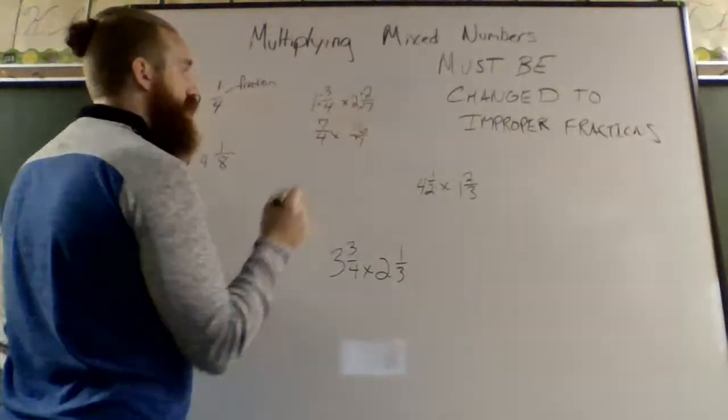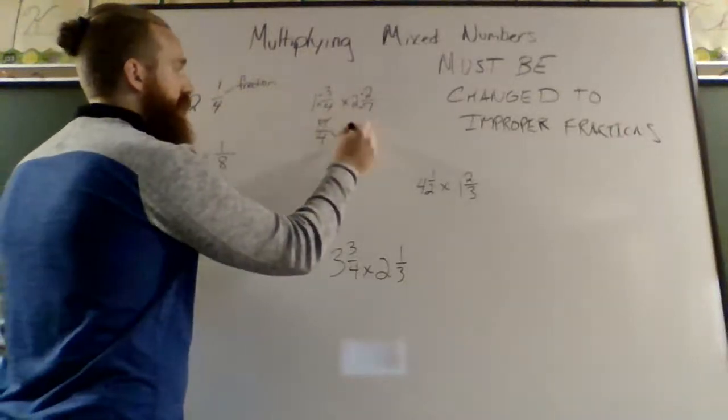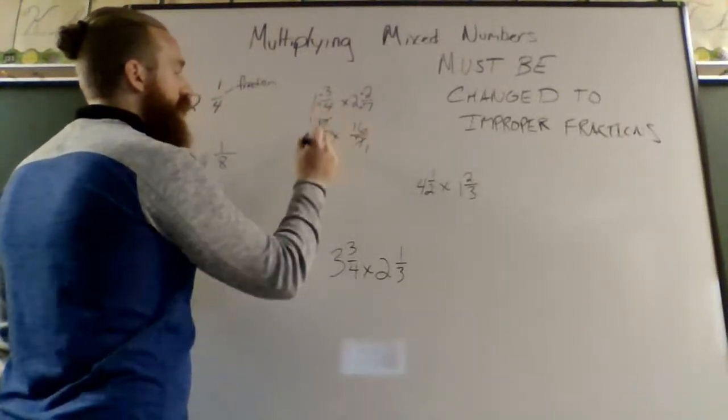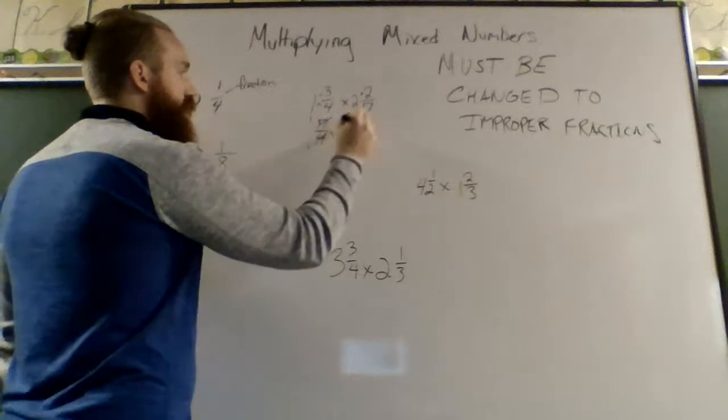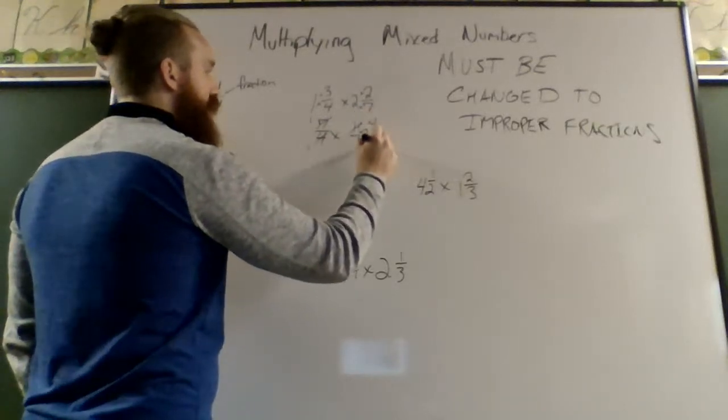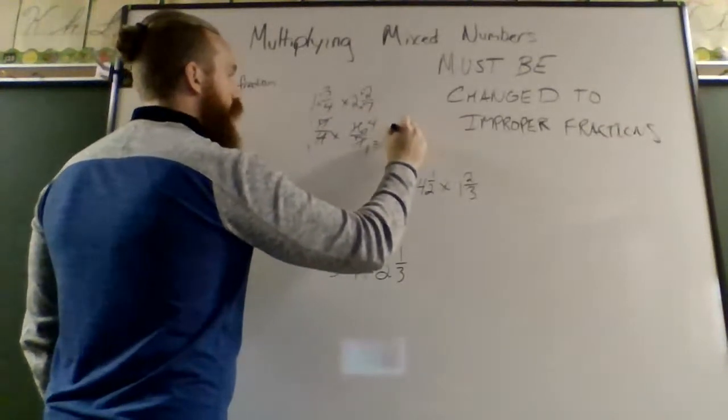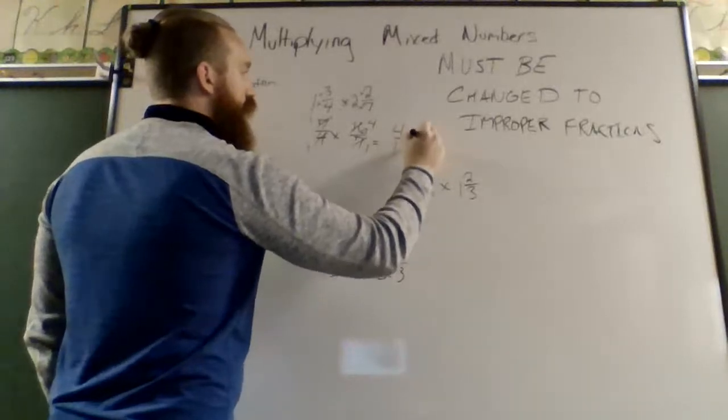Okay, now we can cancel. We just learned about cross canceling. The 7s cancel and become a 1. 4 goes into 4 once. 4 goes into 16 4 times. We end up with 4 over 1, which equals 4.